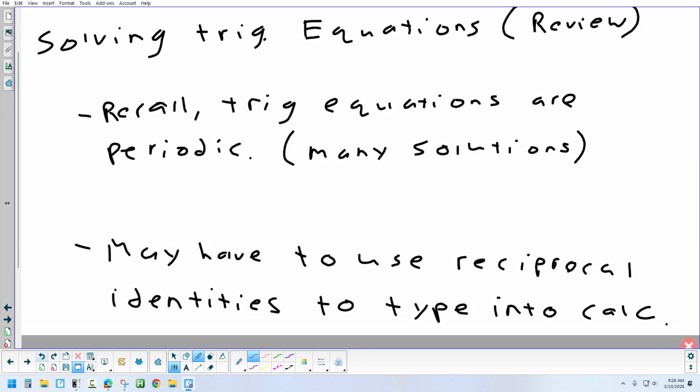If we are typing something in on the calculator, we may have to use a reciprocal identity because we don't have a secant, a cosecant, or a cotangent button. And we are going to do, I just looked at it, we're doing a cotangent. So you have to know how to put that in on the calculator.